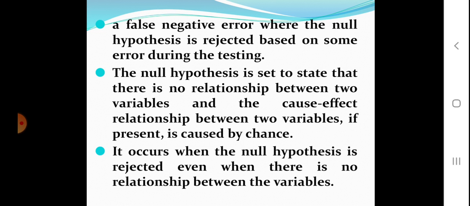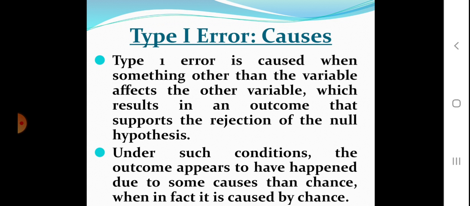See, dear students, as a result of this error, the researcher might end up believing that the hypothesis works even when it does not. Okay, this is about the meaning and definition of type 1 error. The next concept is causes of a type 1 error. There are a few causes of a type 1 error. We will discuss one by one.